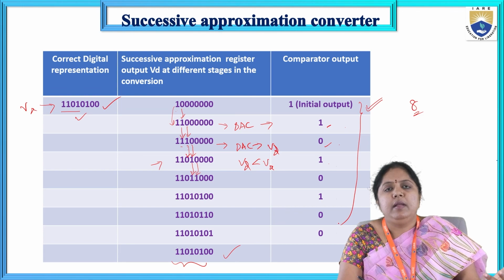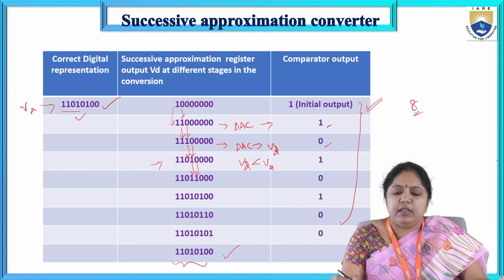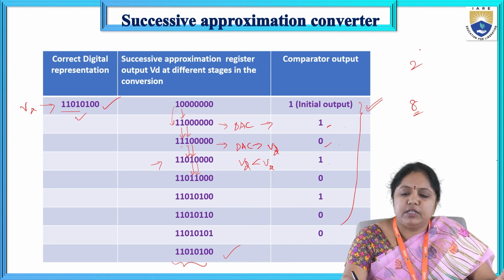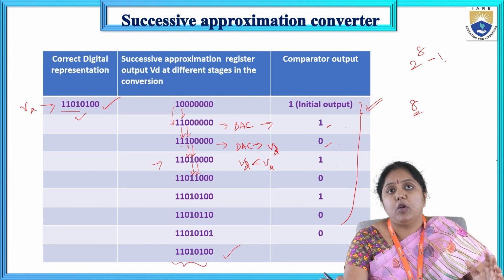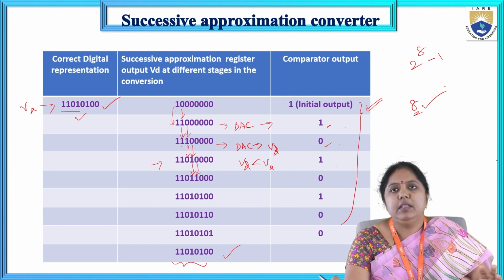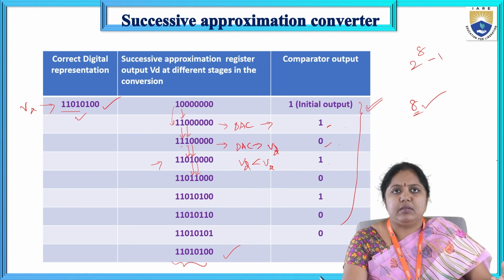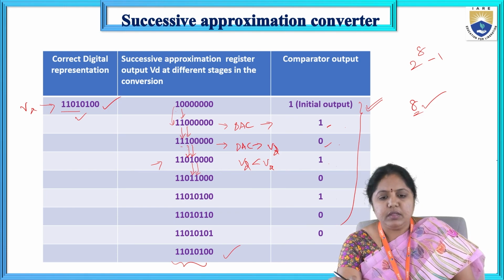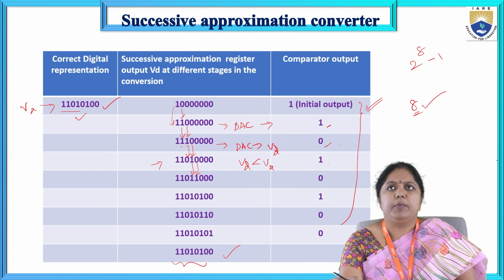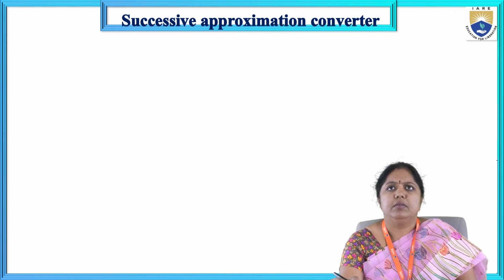Suppose I take the previous counter type of ADC and the servo tracking ADC, the conversion time there would require 2 power 8 minus 1 clock cycles for the previous operations. But here, within 8 clock cycles, I have completed the entire process. So the speed of operation is more and the delay is very less. So this is about the successive approximation type of converter.